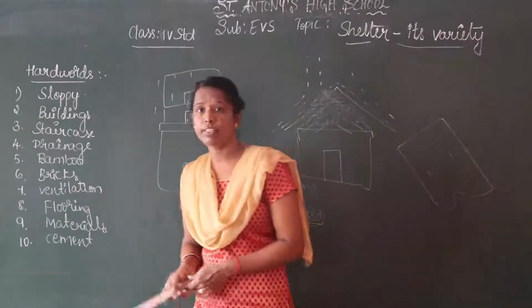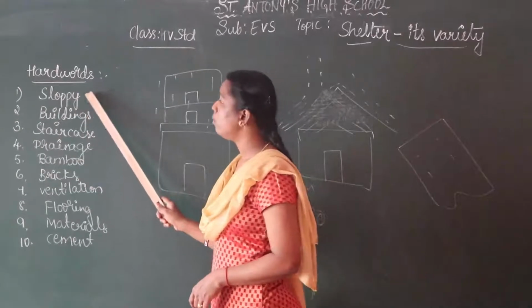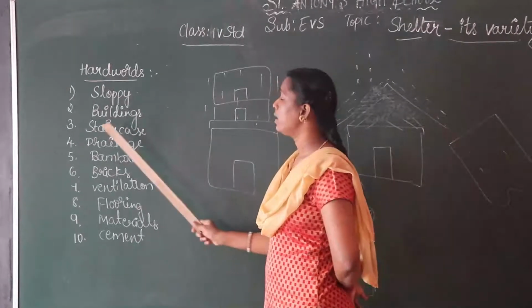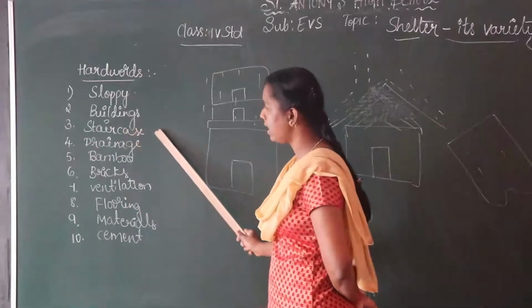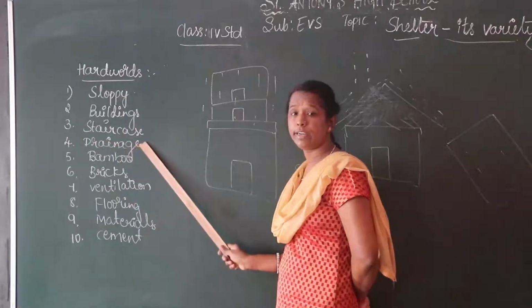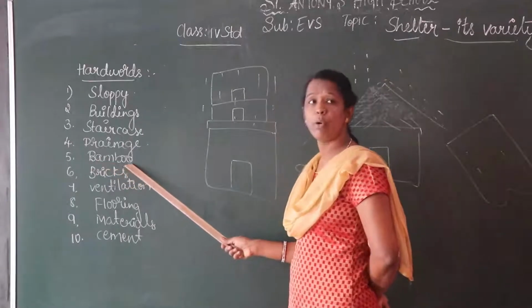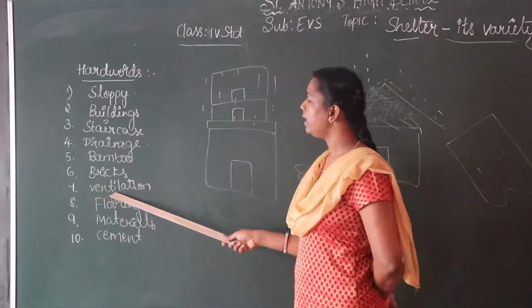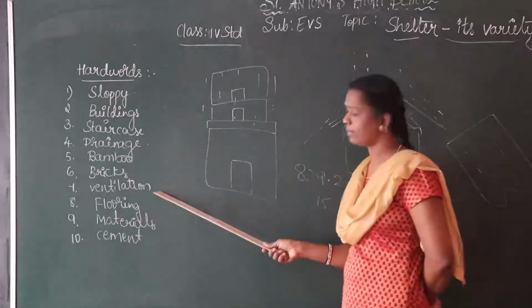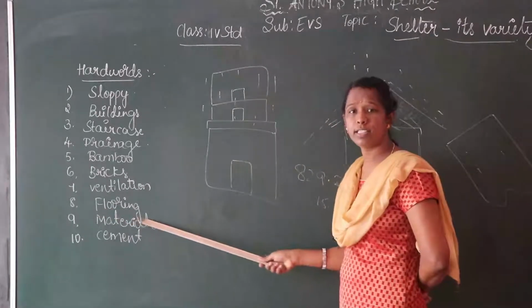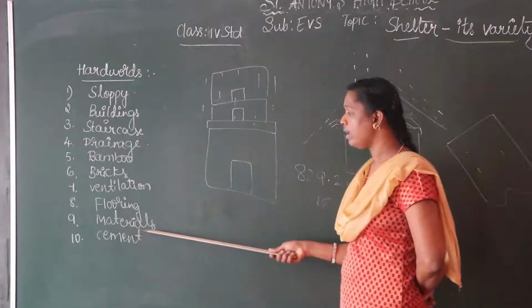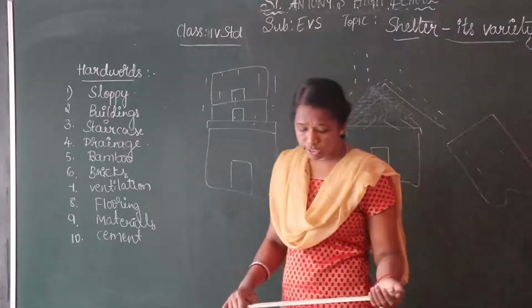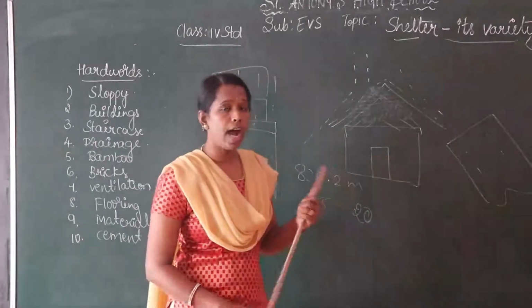Here are some hard words: sloping, buildings, staircase, drainage, bamboo, bricks, ventilation, flooring, materials, cement. Okay children, read the textbook and learn the hard words.